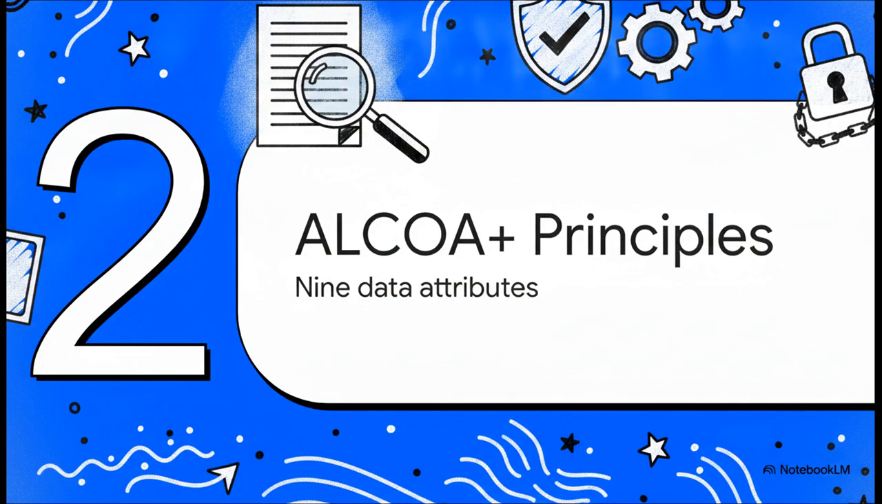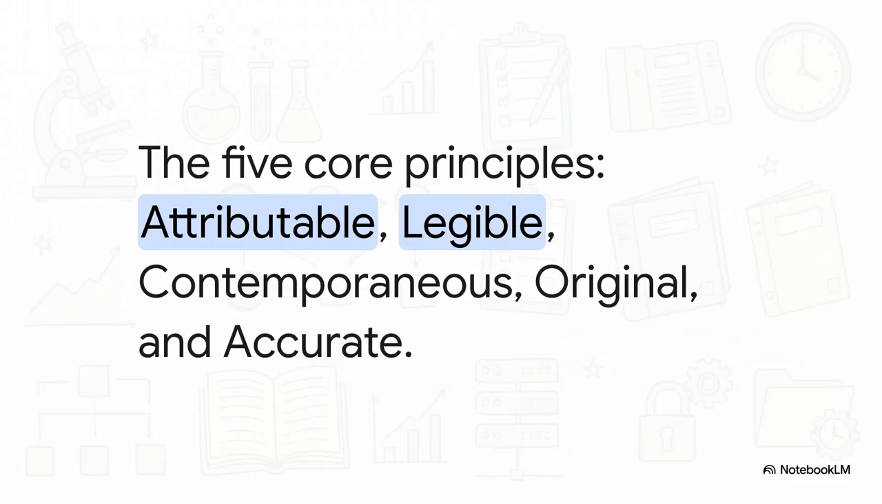Moving on to Section 2, the ALCOA Plus principles. These are your 9 essential data attributes. The core of this whole framework started with just 5 principles, which gives us the acronym ALCOA. Attributable, basically who did it and when. Legible, is it readable and permanent? Contemporaneous, was it actually recorded the exact moment the activity happened? Original, is it the very first capture of that data? And accurate, is it totally correct and error-free?